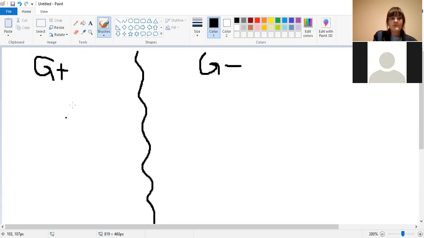Okay, so gram-positive. So remember, how is gram-positive going to stain? Positive, purple, right? So we have our gram-positive over here, which means that it's going to have our thick peptidoglycan.